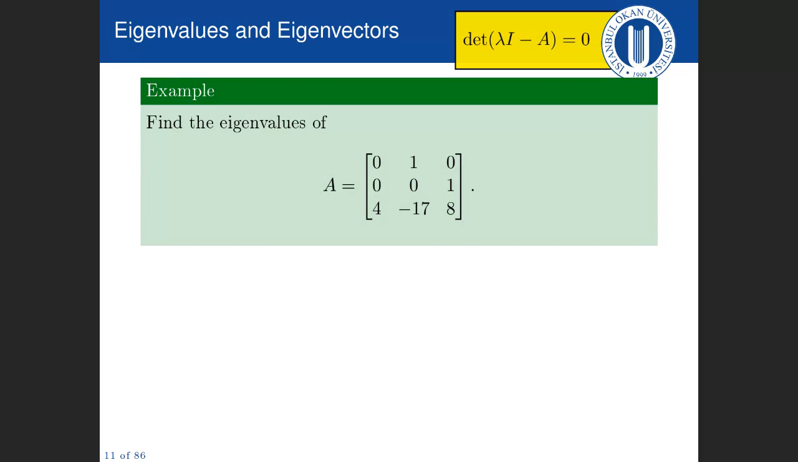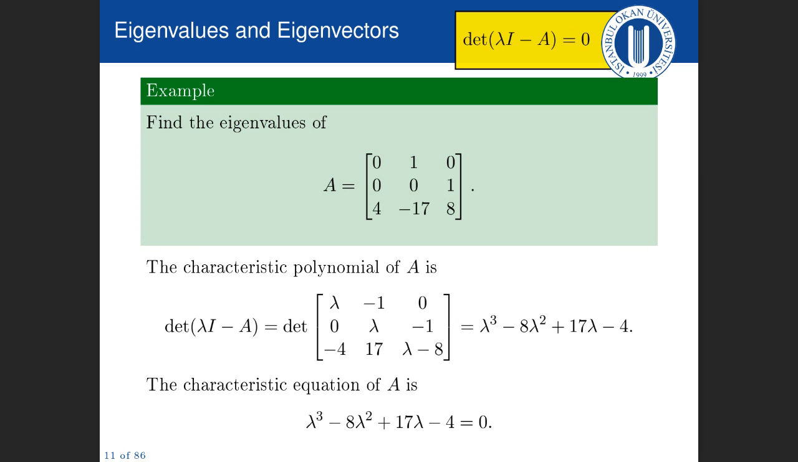Find the eigenvalues of this 3 by 3 matrix. First, let's write down the characteristic polynomial. The characteristic polynomial, look in the yellow box, we don't want the equal to 0 if we're doing the characteristic polynomial. We want to calculate the determinant of lambda I minus A.